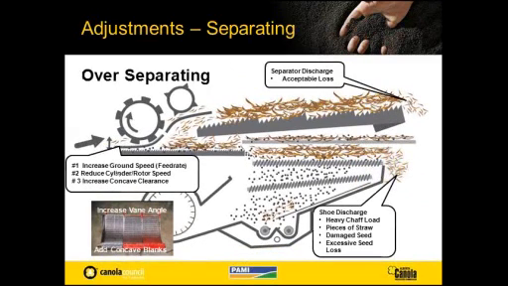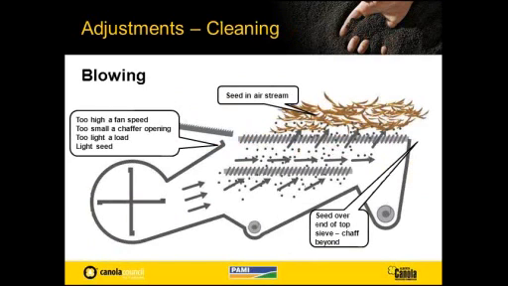You can't over-separate from the standpoint of saving too much grain. What you can do in over-separating is increase the amount of material that's going down on the cleaning sieve. And again, the factors there are the ground speed, reduce your cylinder or rotor speed, or increase your concave clearance, or go to a narrower wire concave, or add concave blanks, or increase the vein angle.